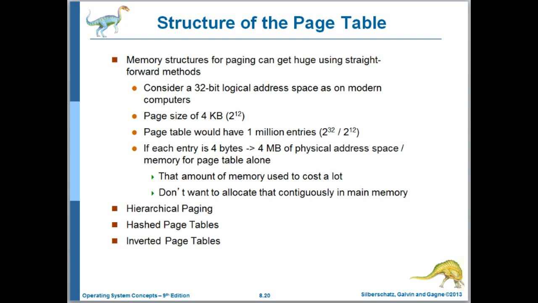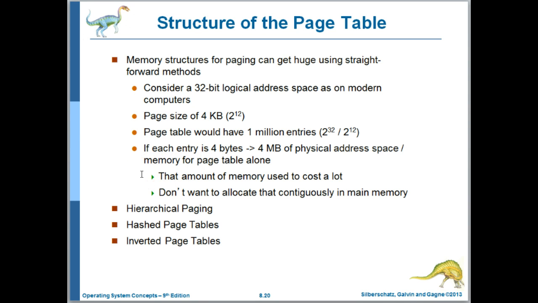Now we're talking about the implications of size of a page table. So if we have a 32-bit logical address with a page size of 4K bytes, so that implies that the page offset is 12 bits, then that leaves us with a page number field of 20 bits, which is a million entries. And assuming that each entry in the page table is 4 bytes, the page table then is 4 megabytes.